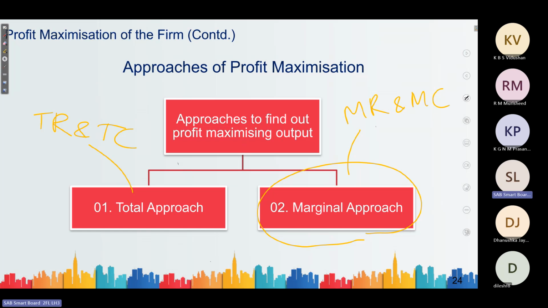Even though we have two different approaches, ultimately the answer will be the same, right? There are two alternative approaches. Both approaches will give the same results.